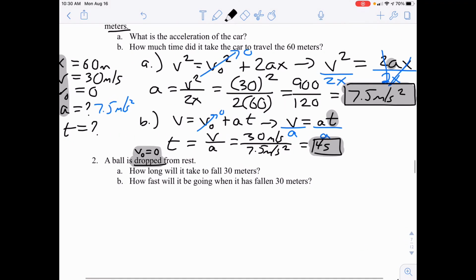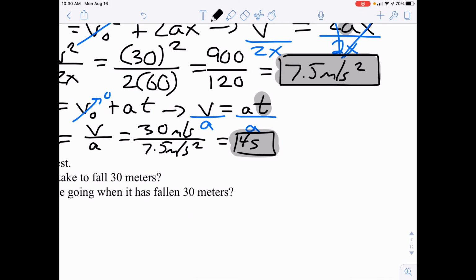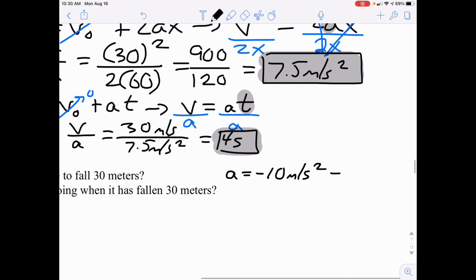Now, we are taking a look at something that is called free fall acceleration. Free fall acceleration due to gravity, because when we drop it, gravity will make this fall. We have a special acceleration for this one. Acceleration is equal to a negative 10 meters per second squared. Okay, this is called the free fall acceleration due to gravity.